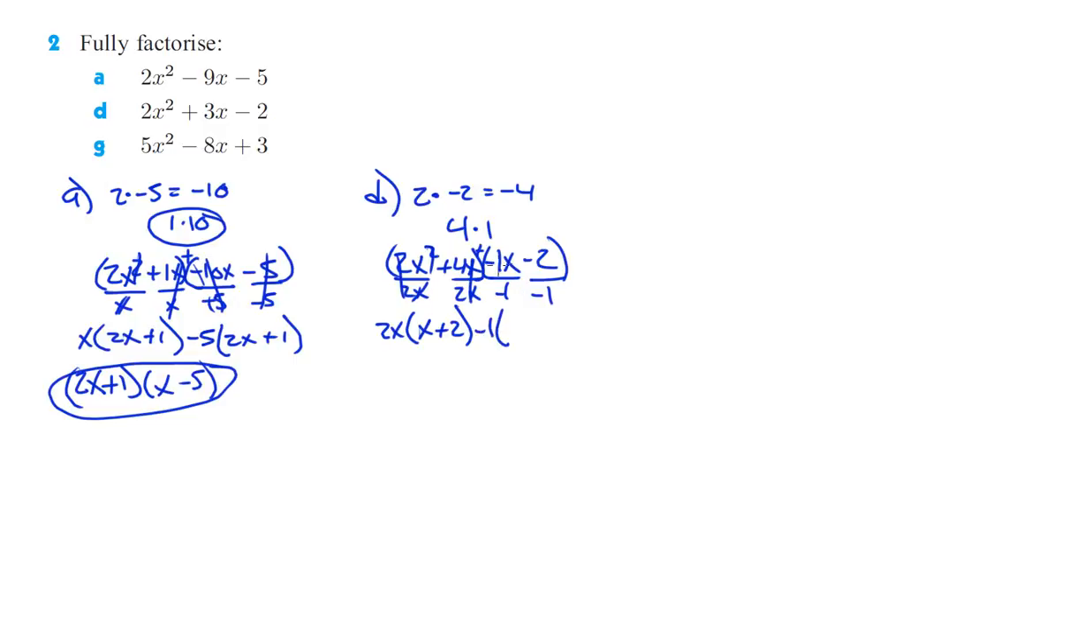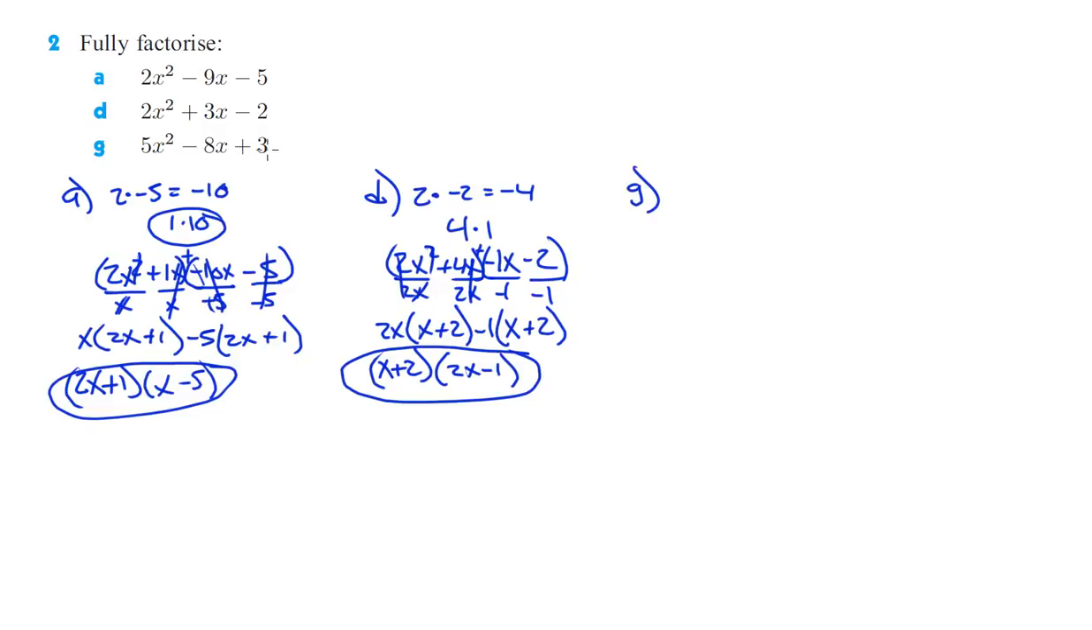So that turns into negative 1 over negative 1 is 1. So there's our x, and then negative 2 divided by negative 1 is plus 2. And again, those two match. So we factor those out, x plus 2, and we're left with 2x minus 1. Okay, so those are those factors.